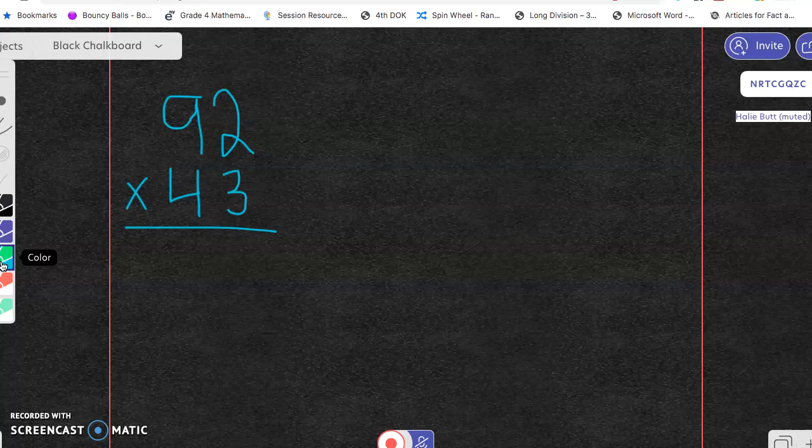Today we're going to do some double digit multiplication. So this is going to be the old school way. I'm going to show you really quick how to do 92 times 43. In old school, you always start in the ones place first and make them touch.